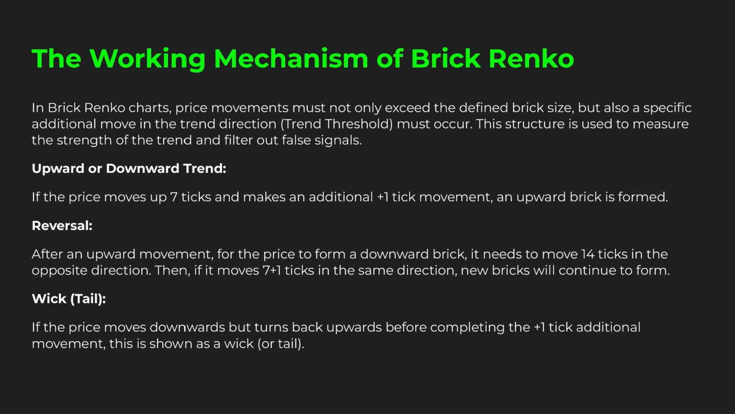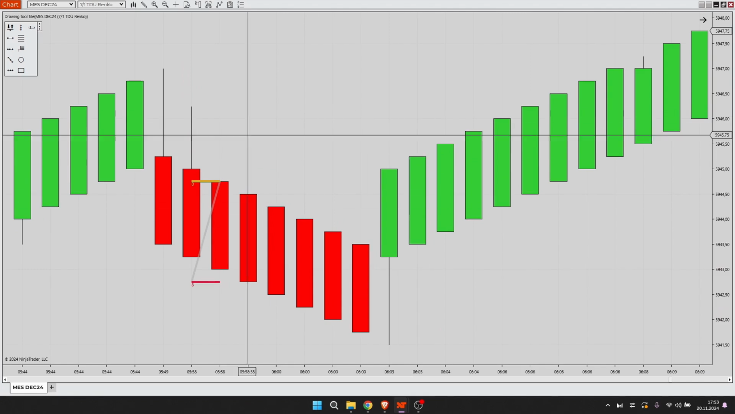After the price has gone up, it needs to move 14 ticks in the opposite direction to form a brick going downwards. Then if it moves 7 + 1 tick in the same direction, new bricks will continue to form. Let's open our charts and I will show it. Let me show the reversal.